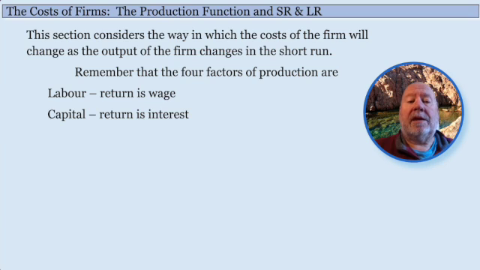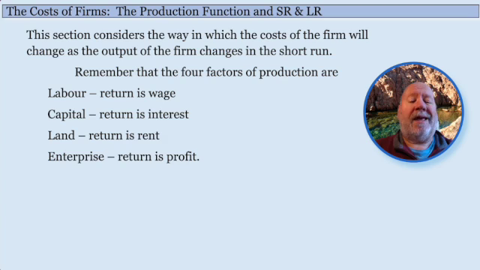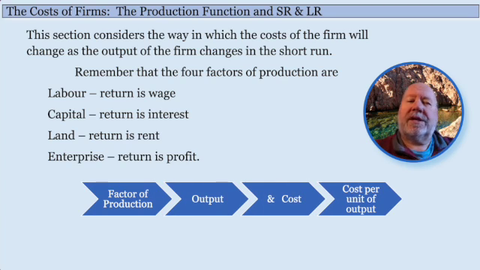They are labour, and they get a wage; capital, the return is interest; land, which gets rent; and enterprise, which gets profit. So the key thing here is that you add some factors of production, they're going to give you some more output, and that then adds to costs, because the factors of production are going to cost you. They're going to cost you wages, interest, rent and profit. So there's a link between how much we add to the factors and how much output they give us.